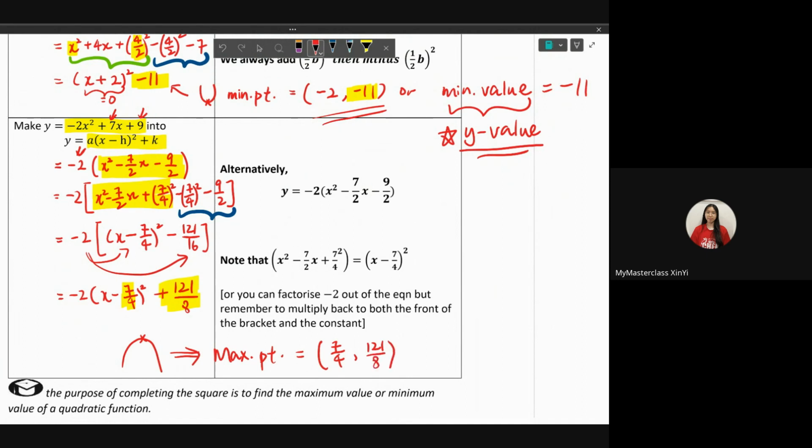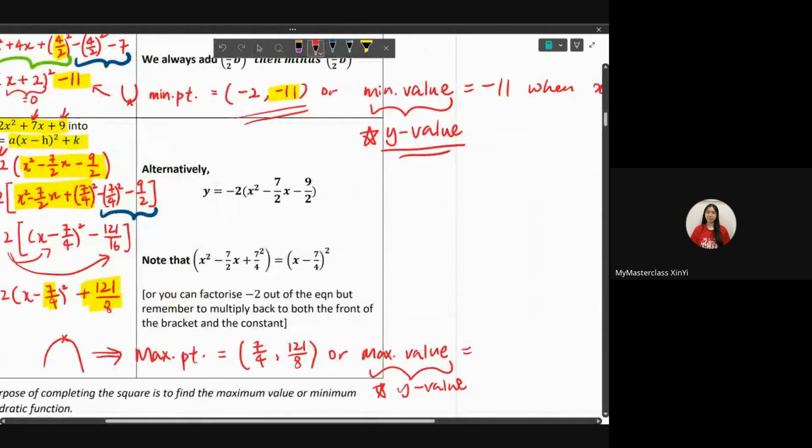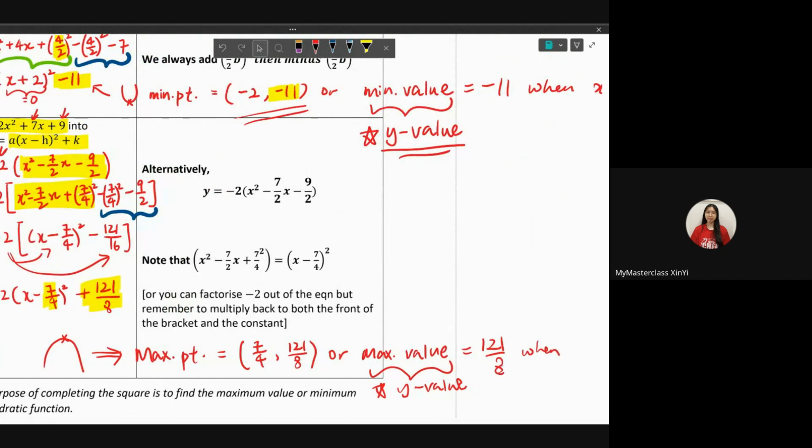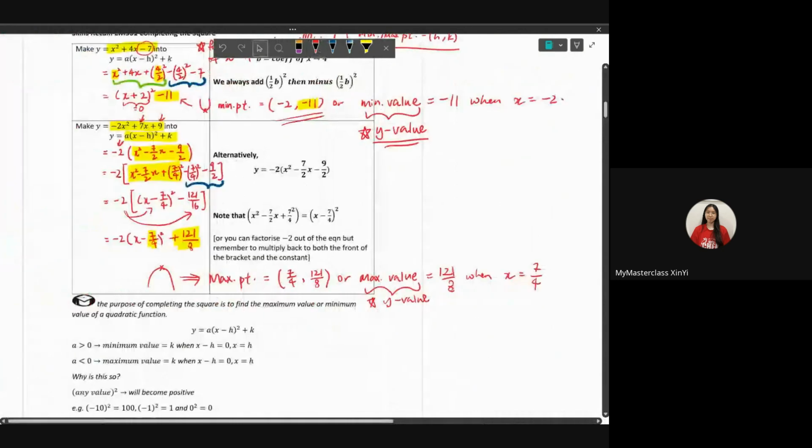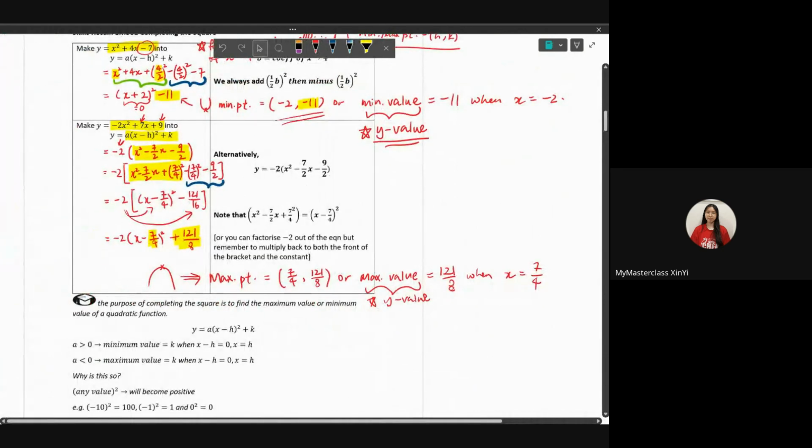If they ask for point, but if they ask for maximum value, maximum value again is referring to your y value. Then the maximum y value should be 121 over 8 when x equals 7 over 4. So this is how you should phrase it. Depending on how the question asks, your answer should be different.